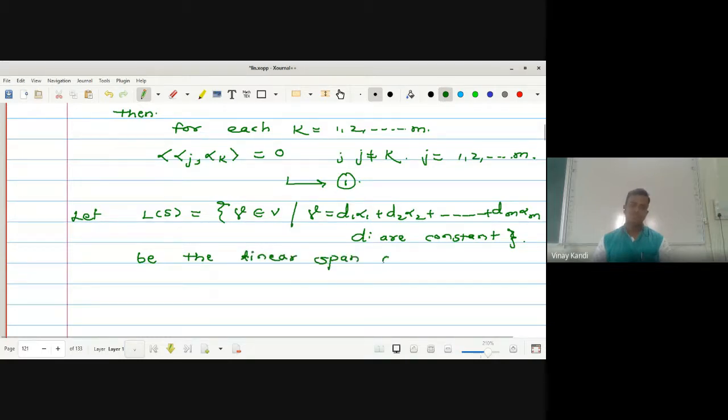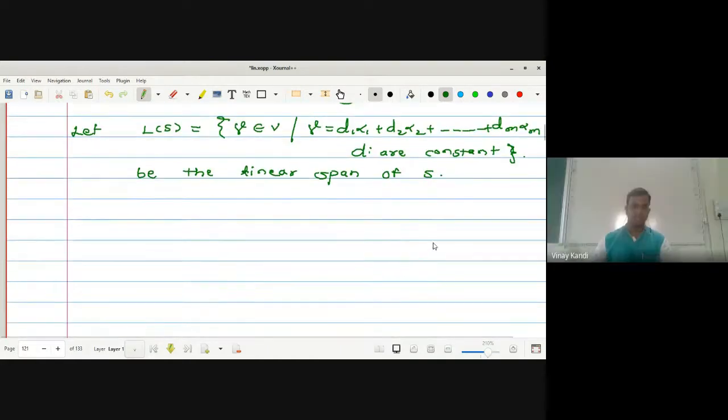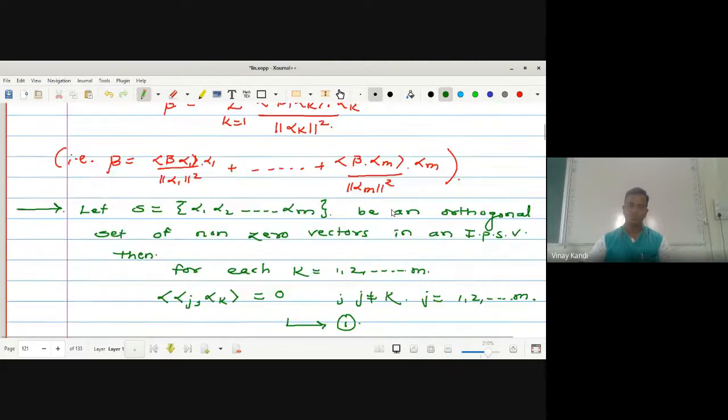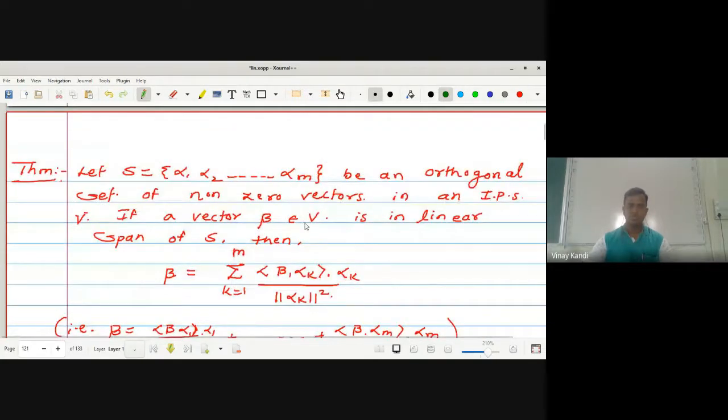Linear span of S. Any doubt up to here? Now take any vector beta belonging to V. Let this beta be any vector belonging to V such that beta belongs to the linear span of S. What we have to prove here? Beta belonging to V is in the linear span of S.